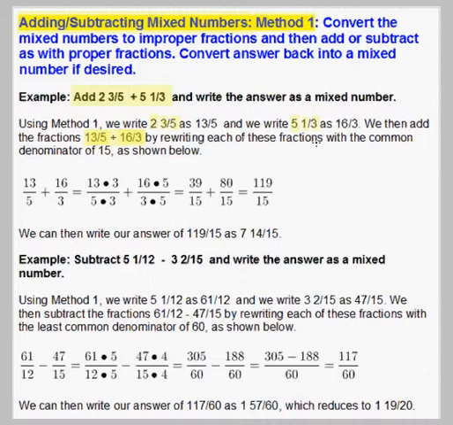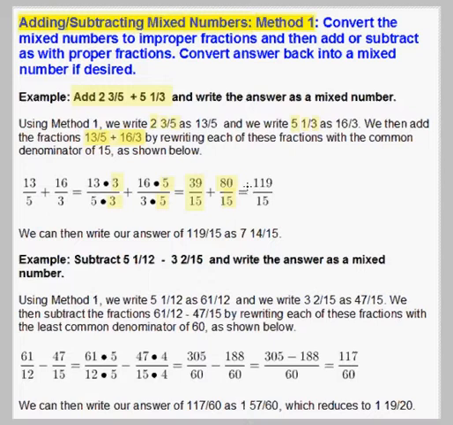Now we have to find a common denominator. Well, 3 times 5 is 15, and 15 is divisible by both denominators, so that will work fine. So we have to build each fraction into 15ths. 13/5 we multiply by 3 and multiply by 3 to make 39/15. 16/3 we have to multiply the 3 times 5 in the bottom and the 16 times 5 in the top, and that makes 80/15. So our problem becomes 39/15 plus 80/15.